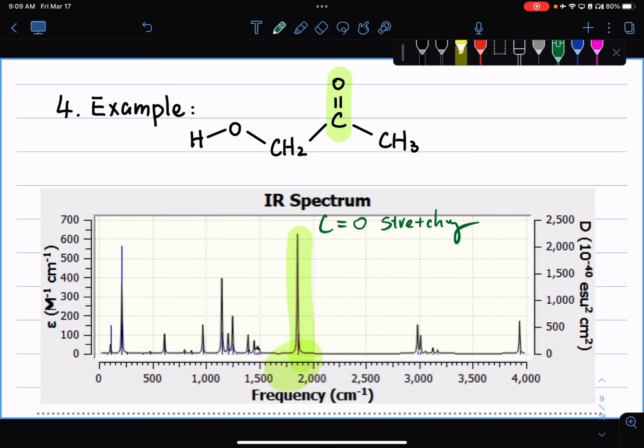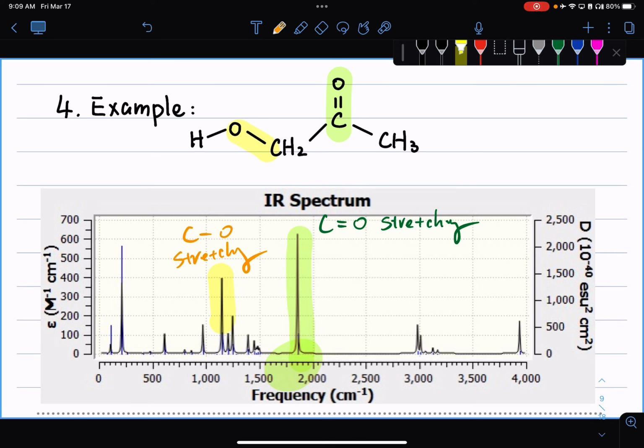And then in our molecule, we also have the CO single bond, which is this chemical bond here. That's in the region of 1000 to 1250, and it has relatively strong absorption intensity, so that's here. So you can work on the rest yourself.